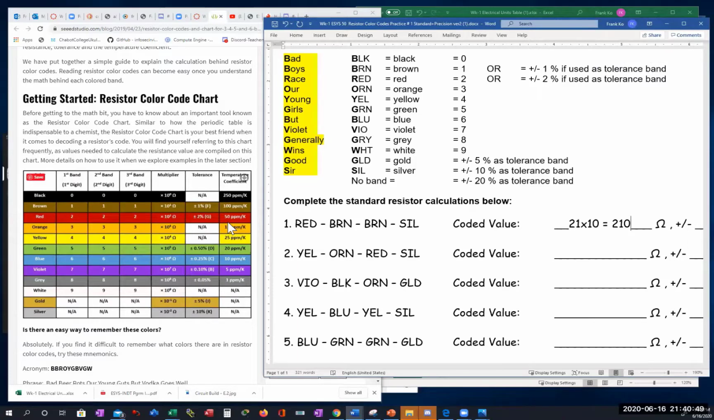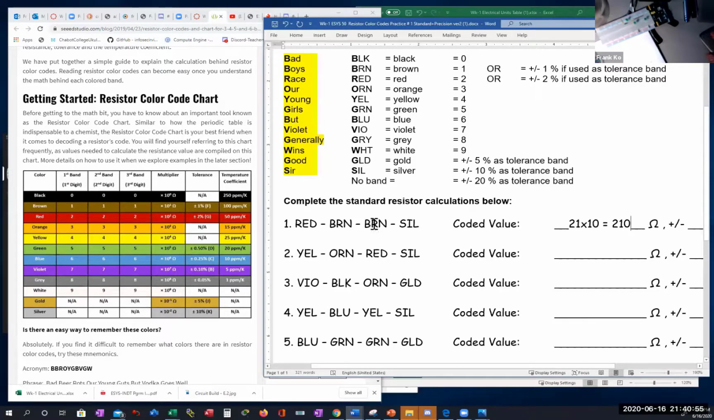Yes. Okay. Another way to decipher this, and this is the way a lot of my students do it, instead of thinking about this third band as a multiplier with all of these powers of 10, I just simply tell them, put down the number of zeros. So it's 21 followed by how many zeros? Brown is how many zeros? One. Don't I have 21 over here followed by a singular zero, which gives me 210.